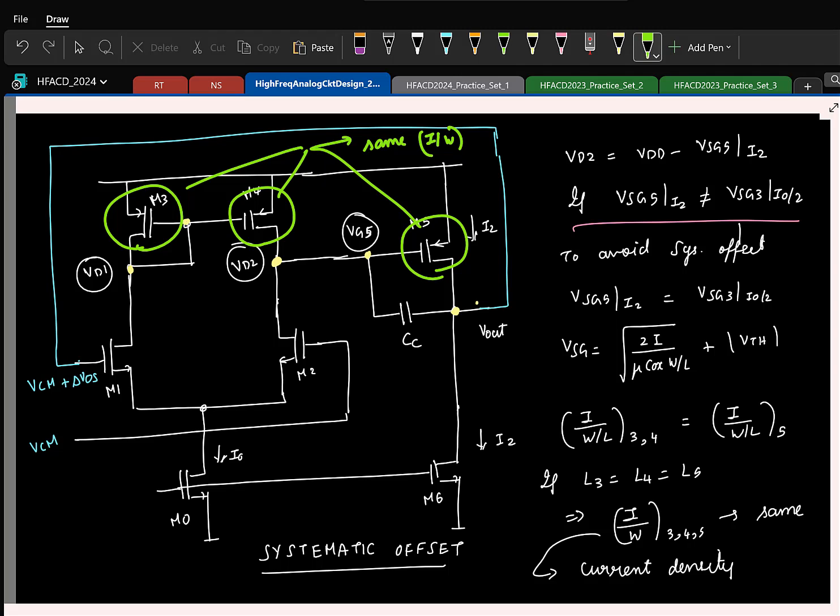Now, in practice, you also have something called random offset. We'll see later, but that comes essentially due to random mismatches in the transistors. This is not random. This is very systematic. It is because of the way you have designed it. Okay. So there is a clear distinction.